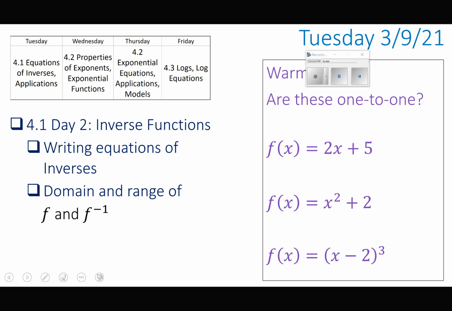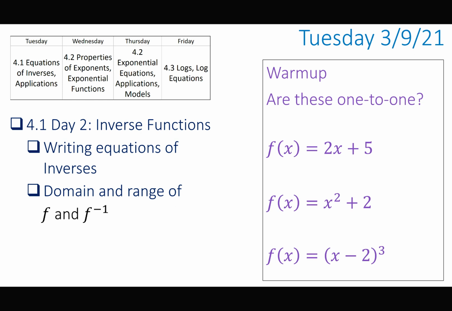All right, let's go ahead and get going on today's. So today, 4.1, second part, still dealing with inverses. But now we're actually going to write an equation for an inverse function, and then also talk about domain and range of the original function and how that corresponds to the inverse function.